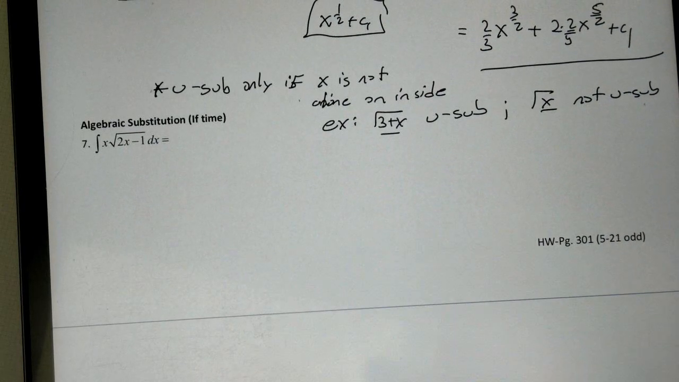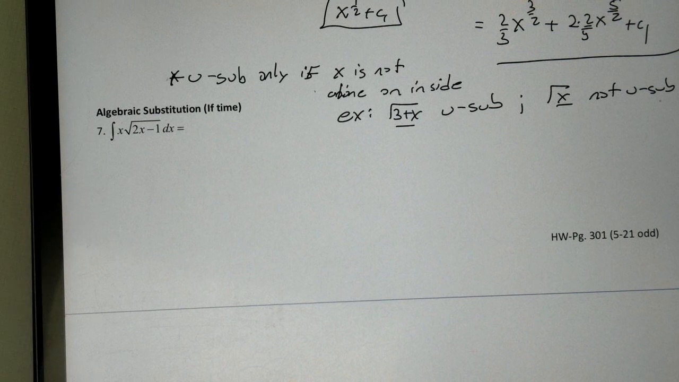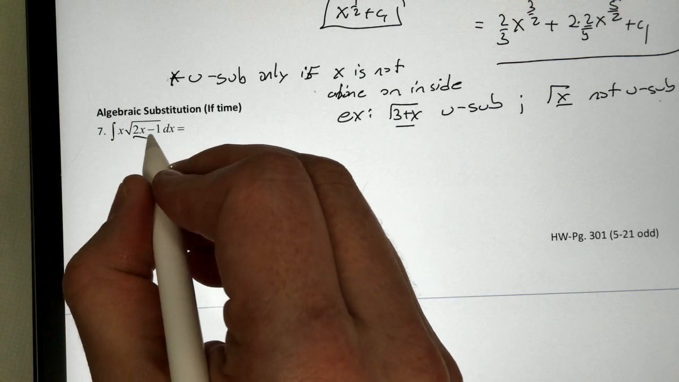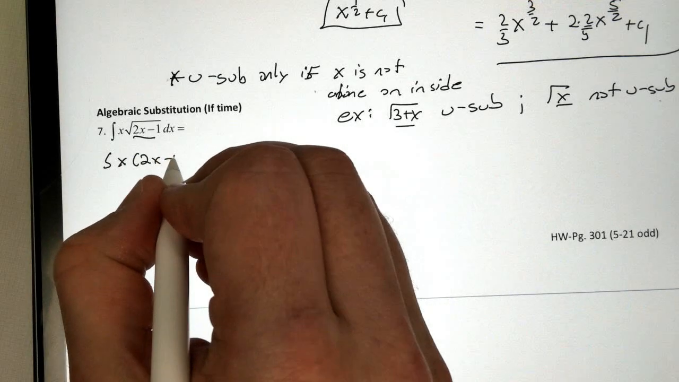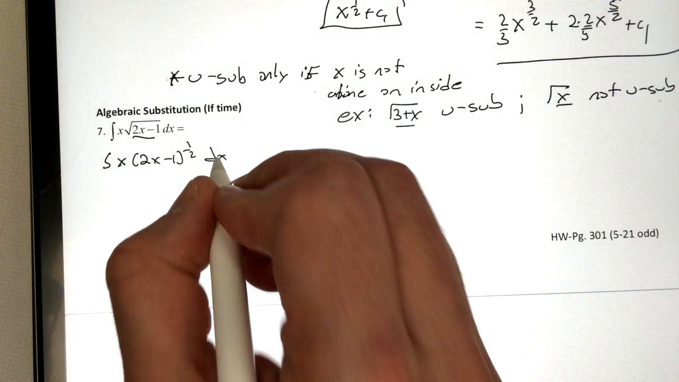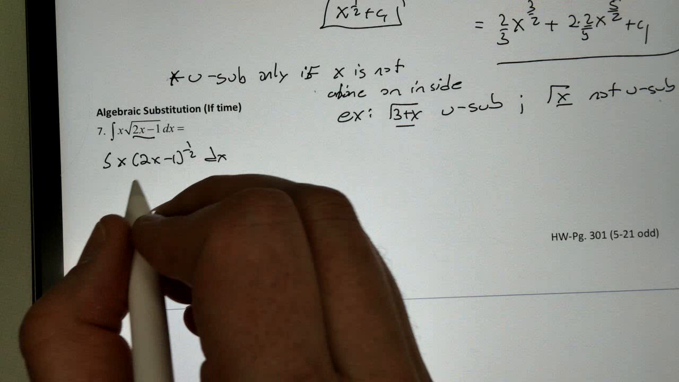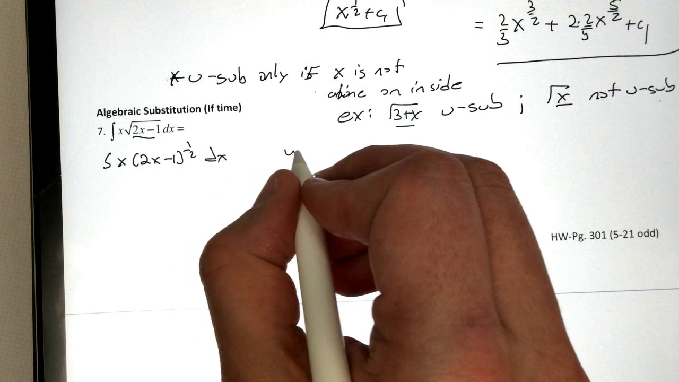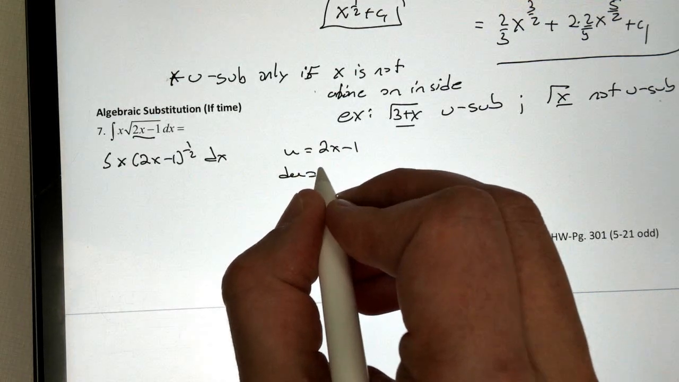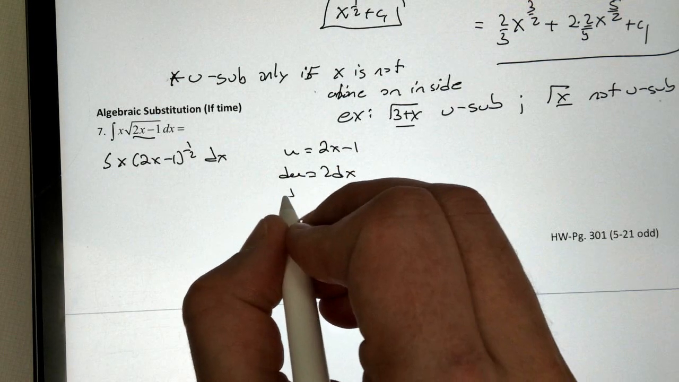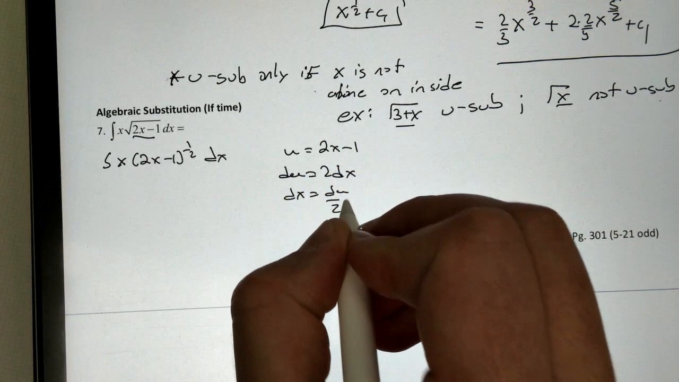All right. I'm going to do this one. This is actually part of tomorrow's lesson, but it's kind of a fun one to do. This is what we call algebraic substitution. I'm going to rewrite this just like we would. This is just 2x minus 1 to the 1/2 dx. I'm going to do my U sub just like I would normally. My U would be this 2x minus 1. My du would be 2 dx. So that gives me dx is du over 2.